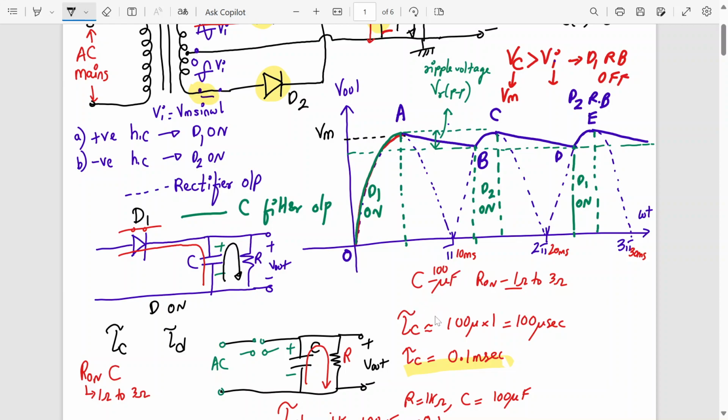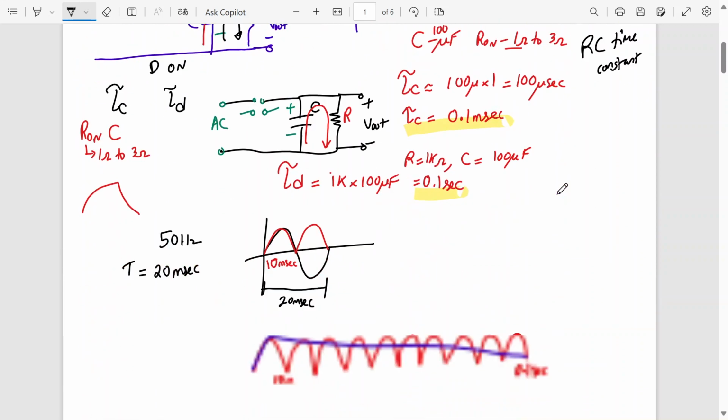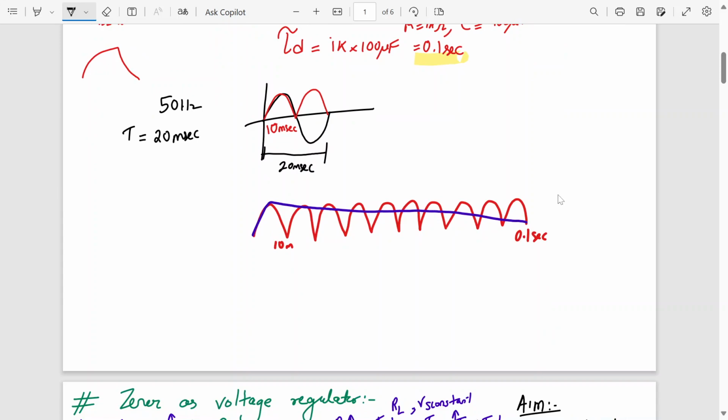So the RC time constant, you might have heard it, RC time constant. Here R is R on of the diode because the diode is turned on, and the capacitor value. So the RC time constant is 100 micro into 1, that will be 100 microseconds, that will be 0.1 millisecond. Okay, and how much is one time period for AC? What is one period for the AC waveform? It is 50 hertz, right? So the time period will be 20 millisecond, right?